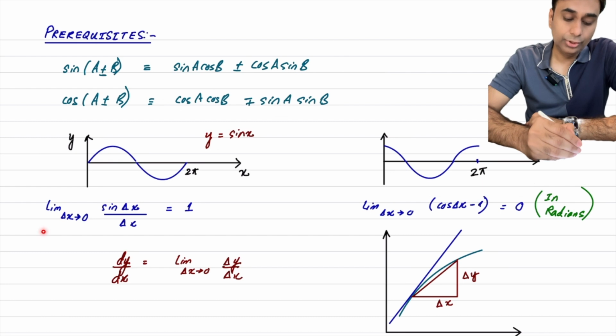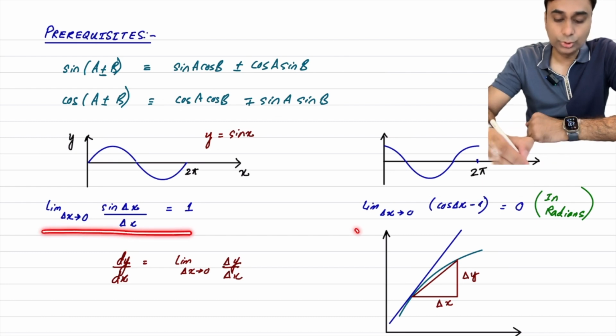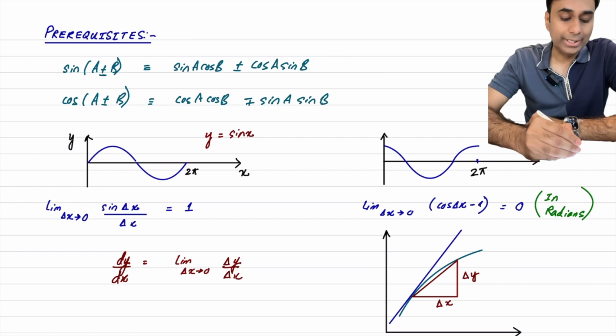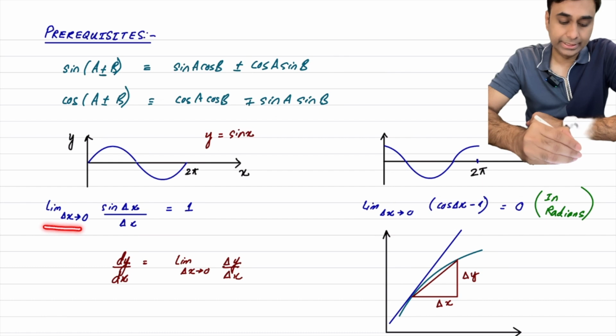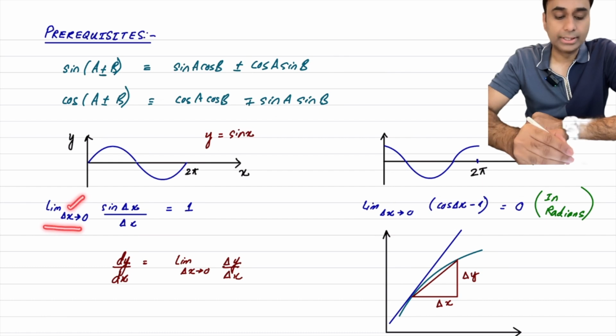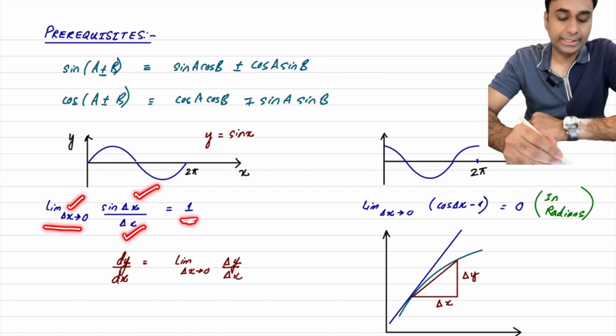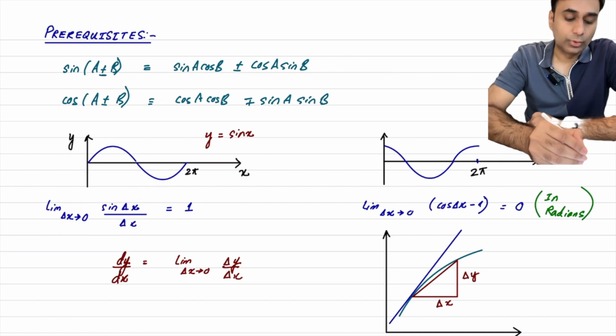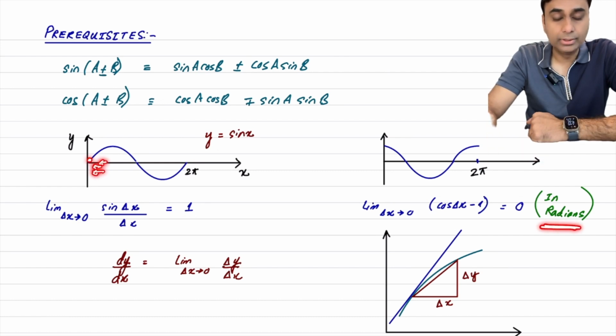Also, you must know two identities. One is that if you have the limit as delta x approaches 0, that is, delta x is very, very small, then sine of delta x divided by delta x is almost equal to 1. So what we are saying is that if you keep on moving towards 0, then the values of sine theta and theta are approximately equal to each other. Please bear in mind that this is only applicable in radian mode.